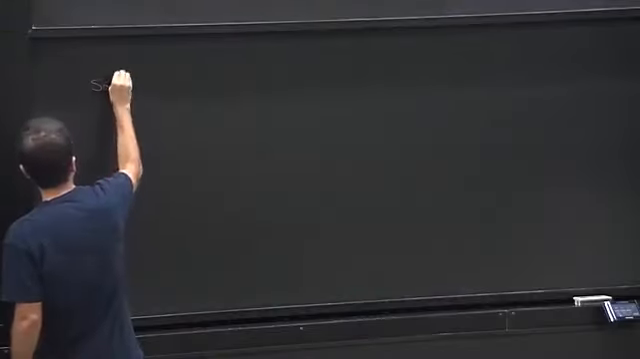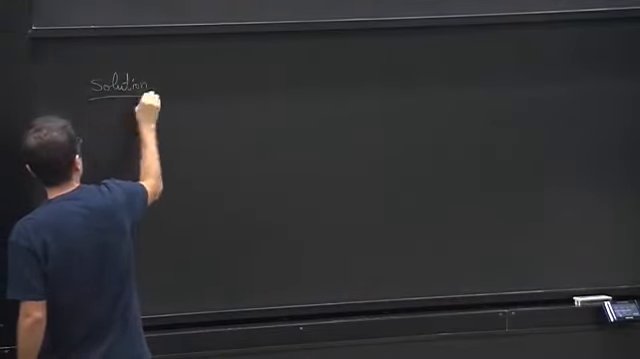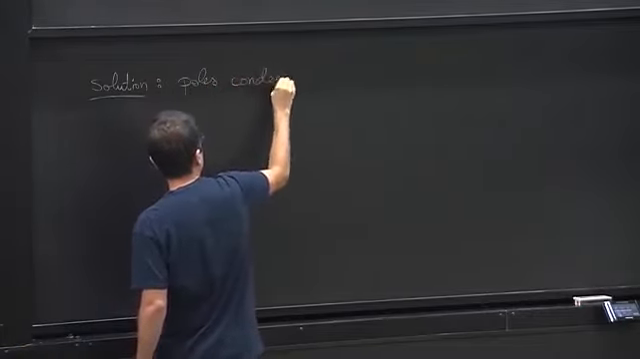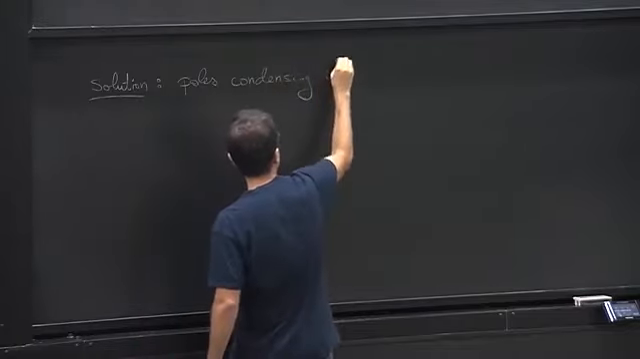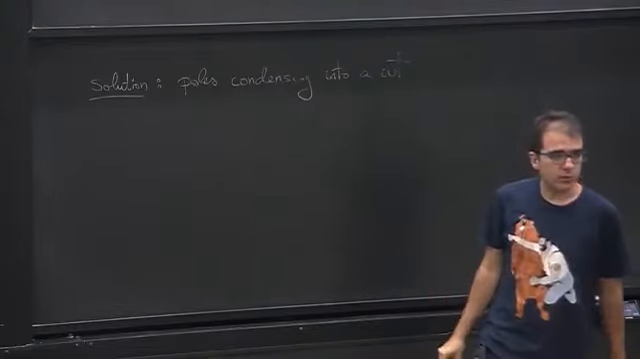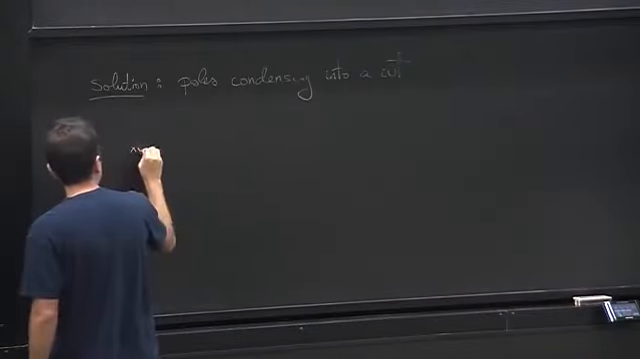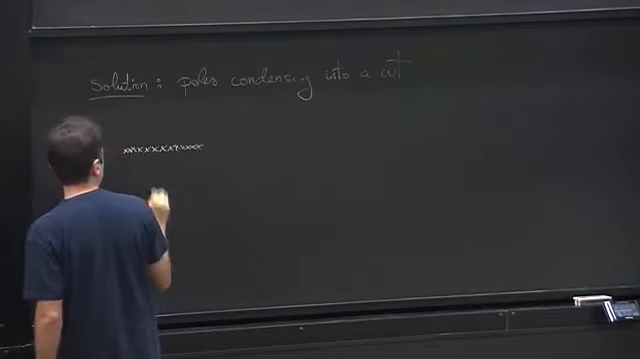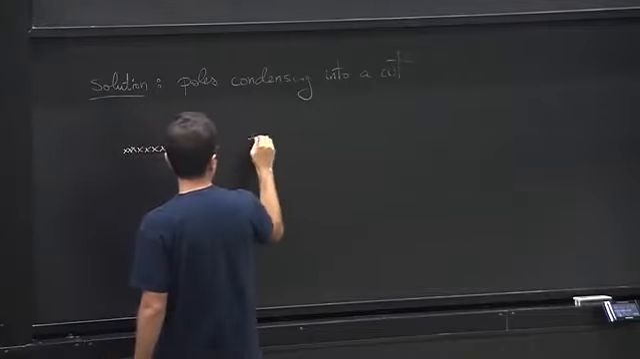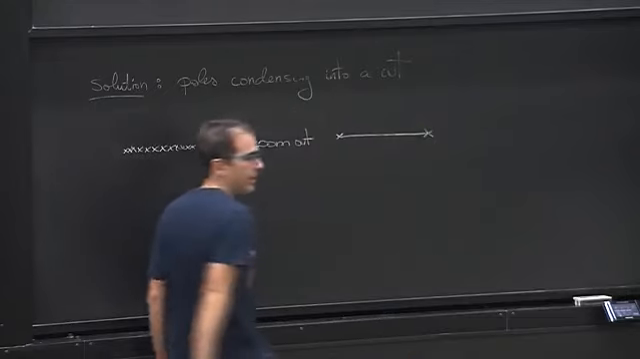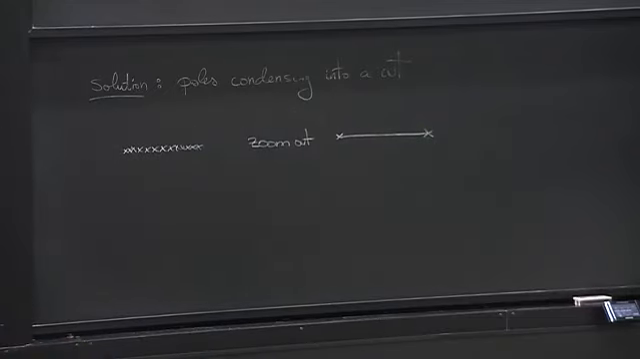So the solution to this small puzzle is that these poles are condensing into a cut. What's happening is that you have many, many poles, but from far away, you zoom out and you see a continuum, and that's the cut. Okay? So it's like you have many, many poles, but you are zooming out and you see a cut.